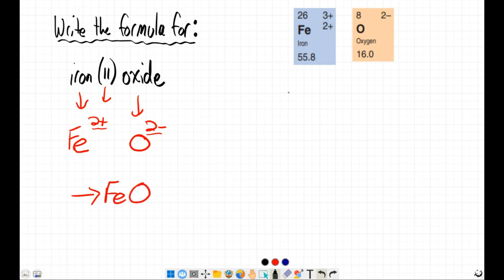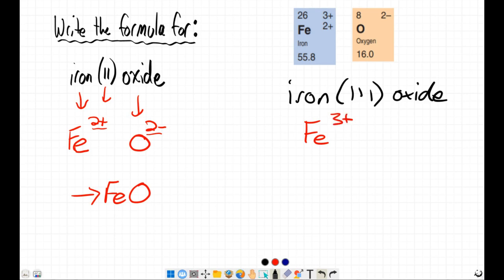I'm going to go a little further on this. Let's say that we were trying to write the formula for iron 3 oxide instead. We're using the 3 plus charge instead of the 2 plus. So Fe with a 3 plus, and oxygen has the 2 minus charge. Charges are not balanced, so I'm going to have to add an extra oxygen with its 2 minus. That brings us to 4 negative and 3 positive. I'll add another iron to bring up the number of positive charges.